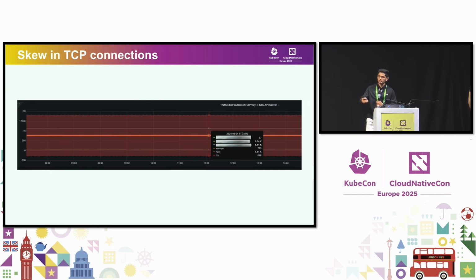was also a skew in HA proxy and API server connection. So HA proxy in our environment is just a front end, which acts as a load balancer for all the incoming traffic to API server. And it started to see a lot of skews. So you can see in the graph that the connections on 2 API servers are in the order of thousands, and the third one is just at 37. Right? So there is a big skew in the connection.